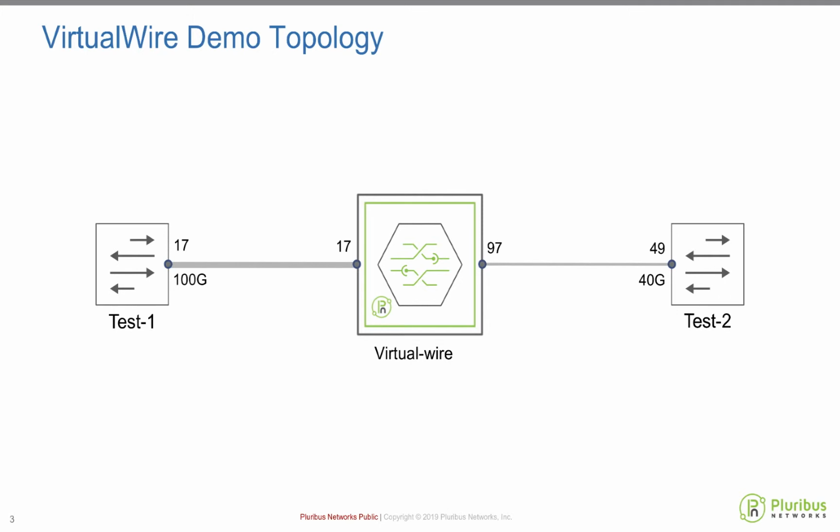Our objective is to create an association between port 17 and port 97 on the virtual panel, enabling the VirtualWire connection. When we are finished creating the VirtualWire link, both test 1 and test 2 will be able to see each other as directly connected neighbors when we run the link layer discovery command LLDP show.